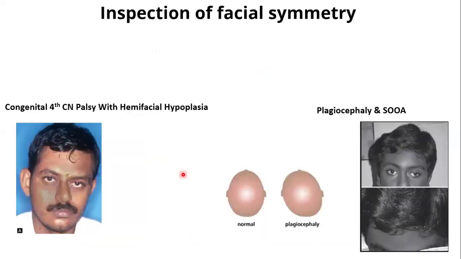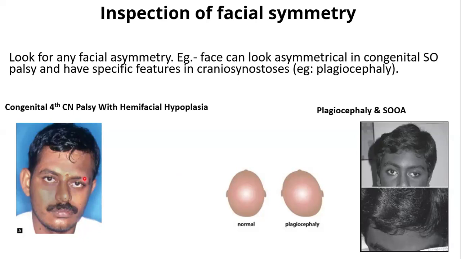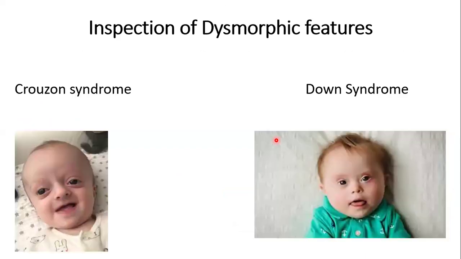Facial symmetry is also very important. You might have hemifacial hypoplasia, like this patient with congenital fourth cranial nerve palsy. You may have something called plagiocephaly, where there will be depression in part of the skull, and plagiocephaly is usually associated with oblique dysfunction, especially superior oblique overaction. Dysmorphic features are also very important because there are a lot of associations between some syndromes and strabismus, like Crouzon syndrome, where you might have V-pattern exotropia, and Down syndrome, associated with many types of strabismus, especially esotropia.